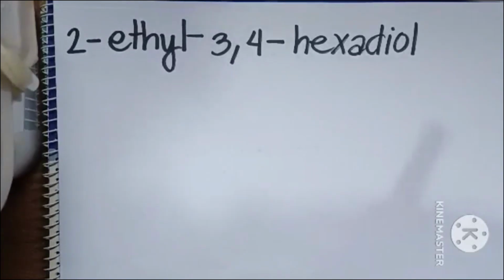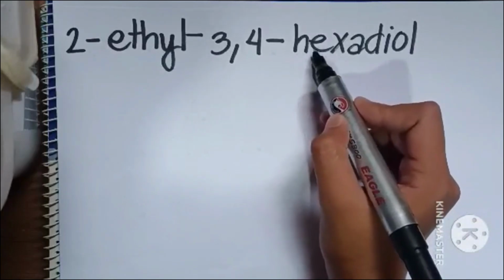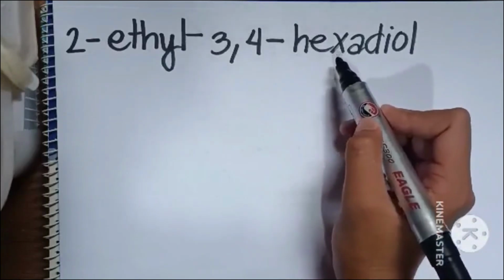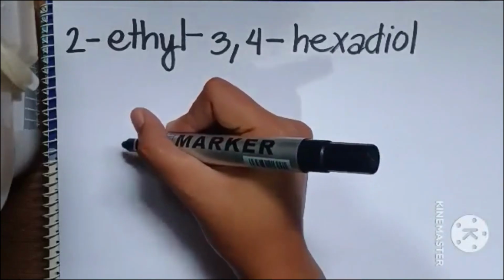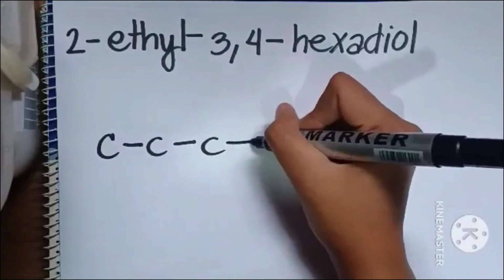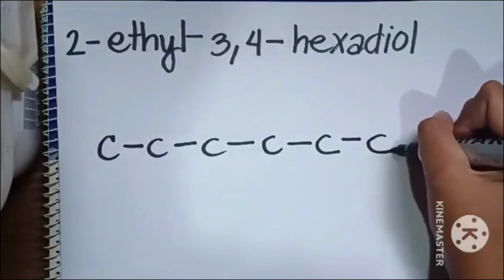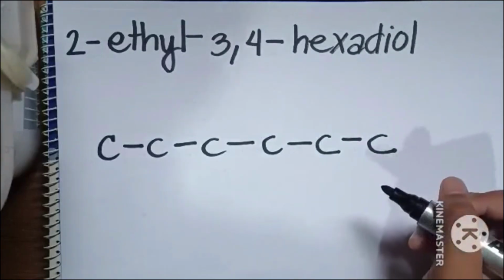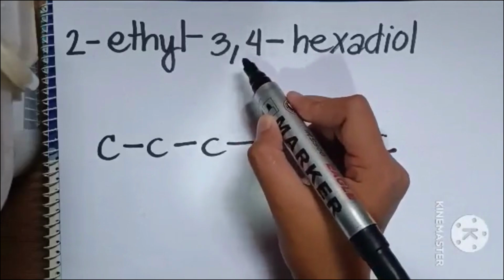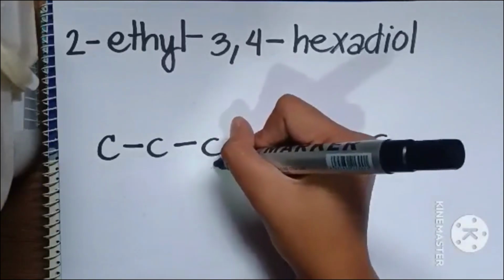So what about this example? How do we write it in expanded structural formula? The first step is we need to write the carbons. From the prefix hex, it means it has 6 carbons. So 1, 2, 3, 4, 5, 6. And then the alcohol is located at 3, 4. So 1, 2, 3, 4.